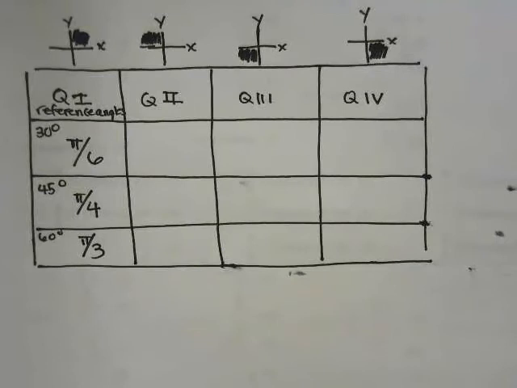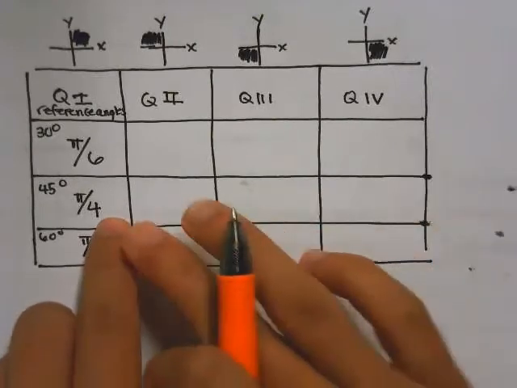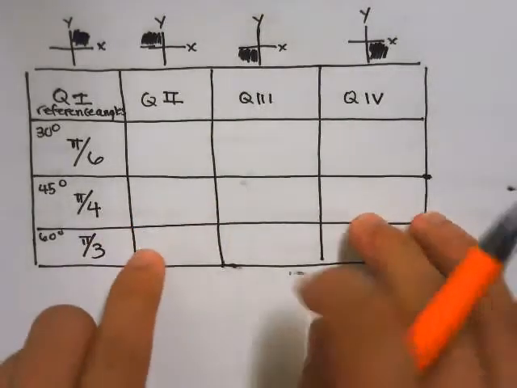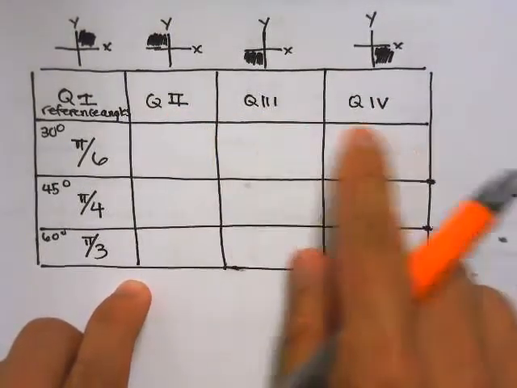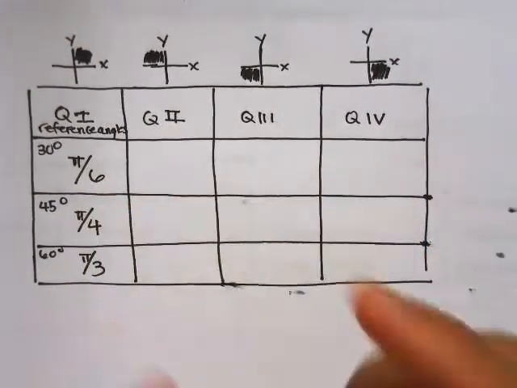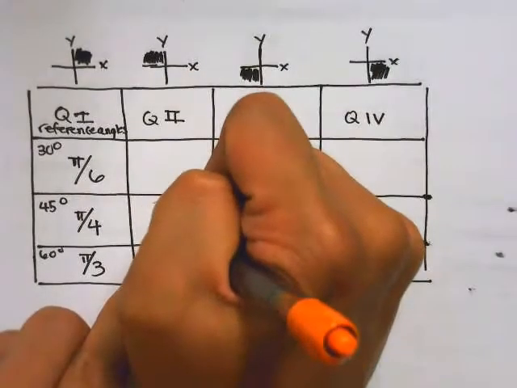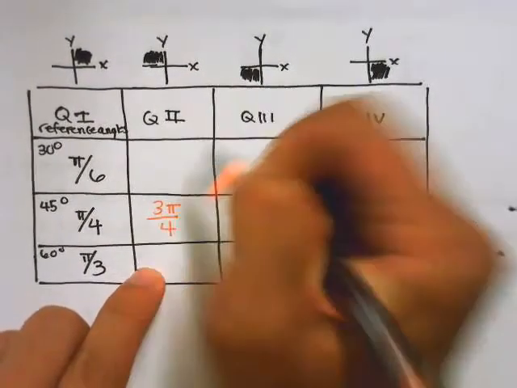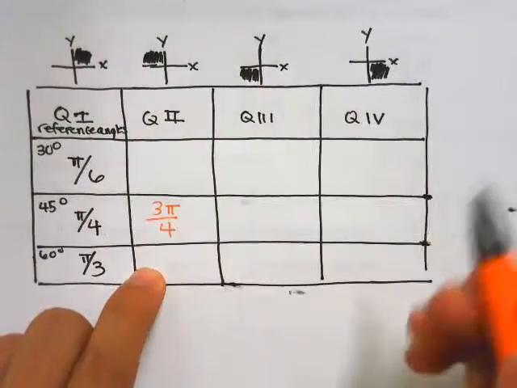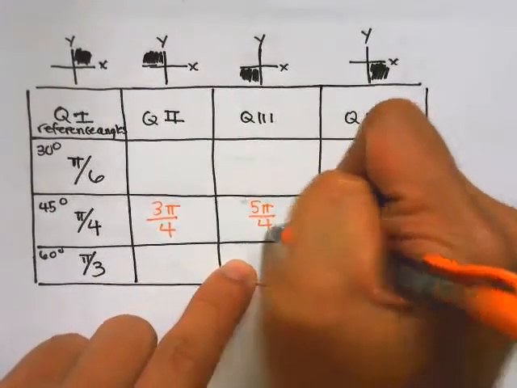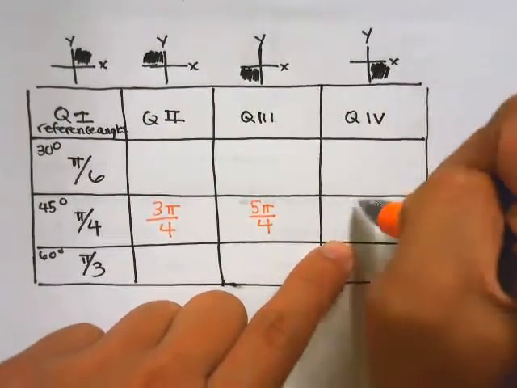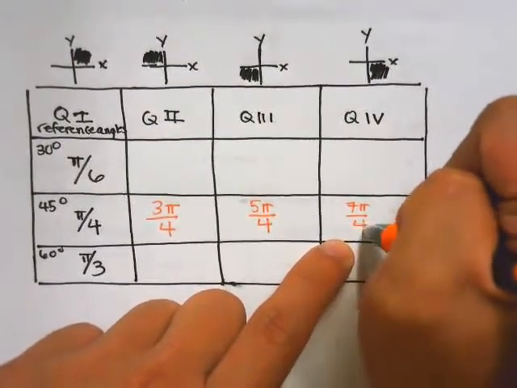Okay. All right. So what's going to happen is I usually like to start actually on pi over 4. And so I'm going to put down the angles that are related in quadrant 2, quadrant 3, and quadrant 4 that are related to the pi over 4. So in quadrant 2, it's going to be 3 pi over 4 here. Quadrant 3 is going to be 5 pi over 4. And then in quadrant 4 is going to be 7 pi over 4.